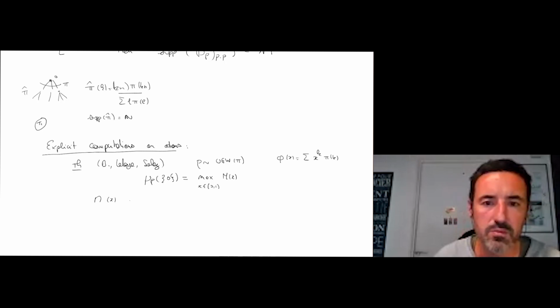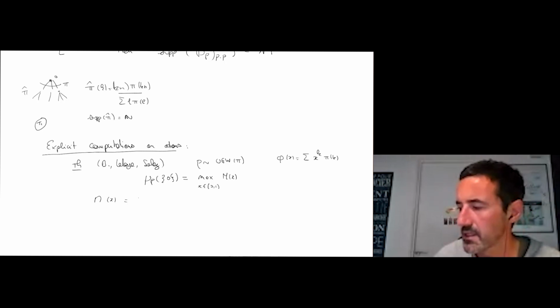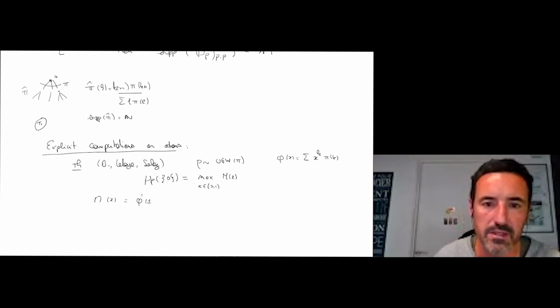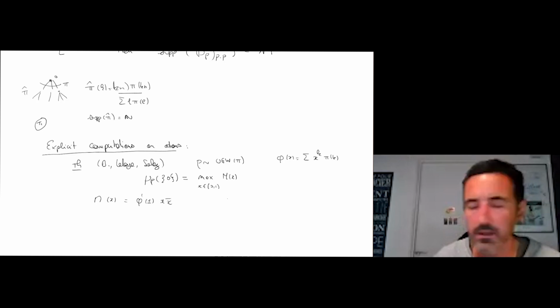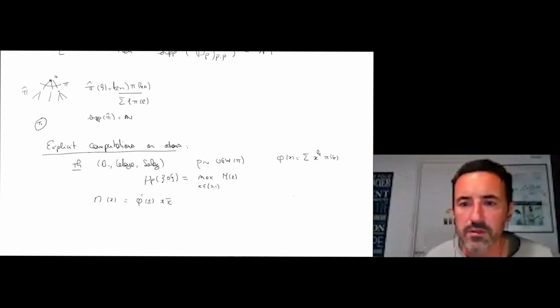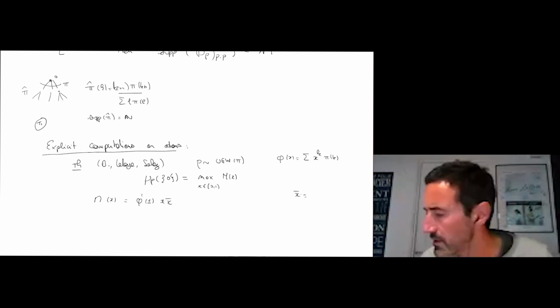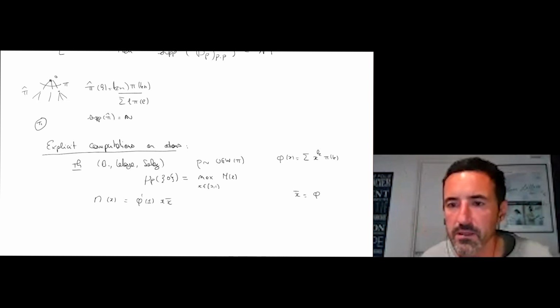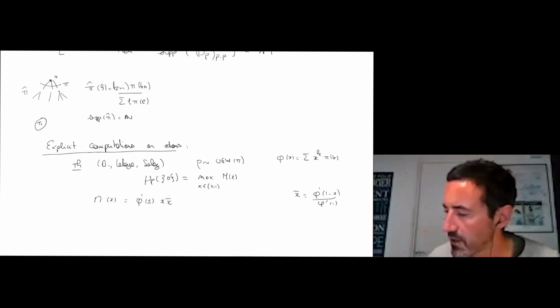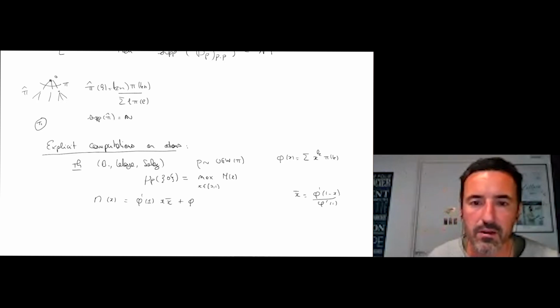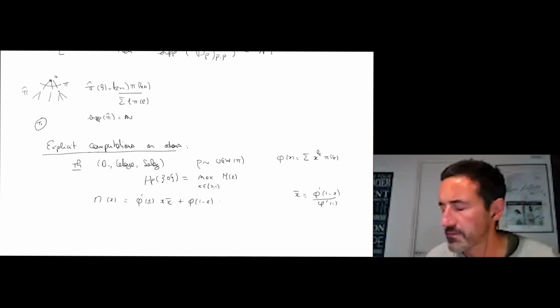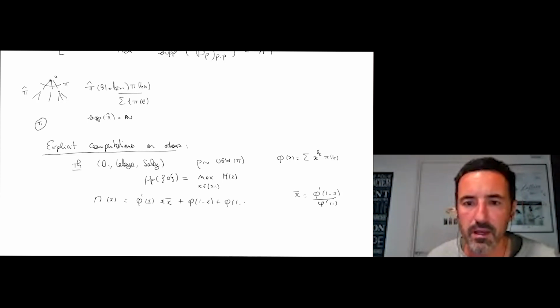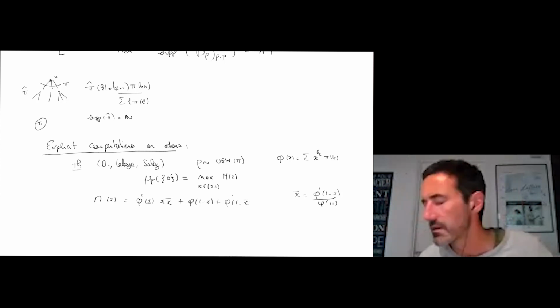This function is a supremum of a function where m of x depends on the derivative of this generating function. So we define x bar to be a kind of conjugate of x, defined by this formula. And it's phi(1) x bar plus phi of 1 minus x plus phi of 1 minus x bar minus 1.